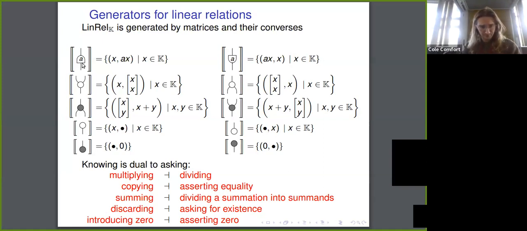So for example, if we take a function which multiplies by A, then the dual operation is dividing by A. And if we copy scalars, then the dual thing is asking that the two scalars are the same. You're asserting that they must be the same. And taking the sum, the dual thing is dividing the summation into summands. Discarding, the dual thing is existential quantification. So here we're forgetting about all of the x's and relating it to a point. But here from the point, we ask, take any x. And the dual of introducing the zero is kind of like post-selecting or asserting that zero be true.